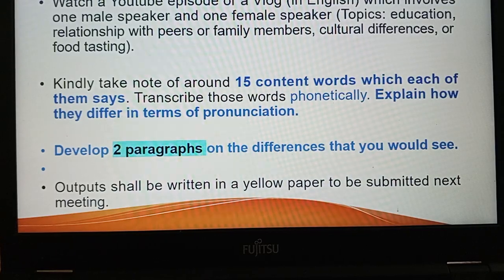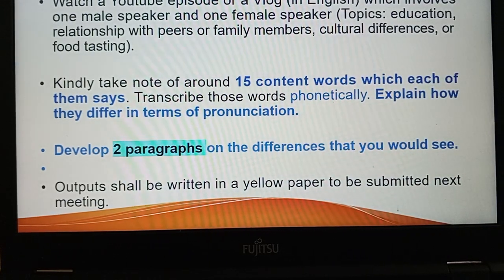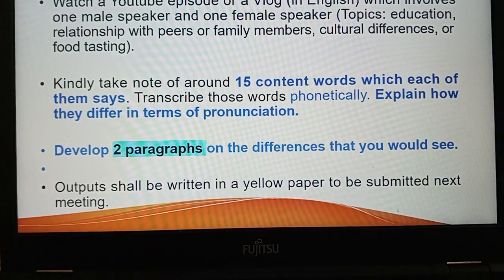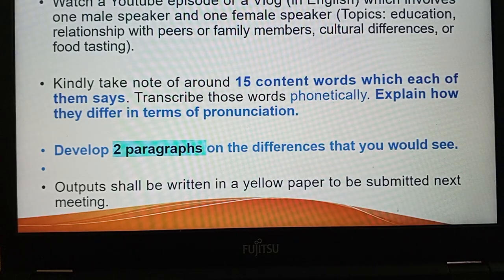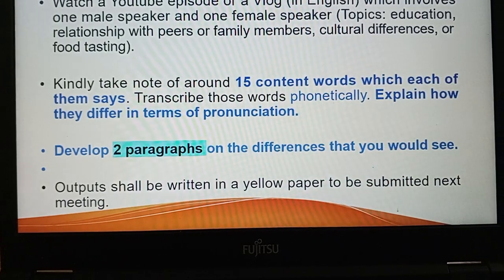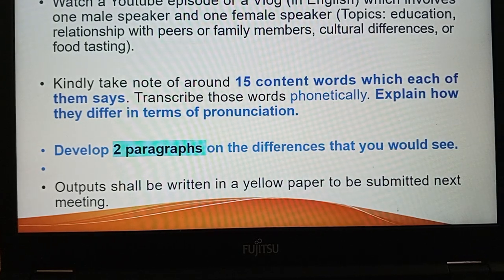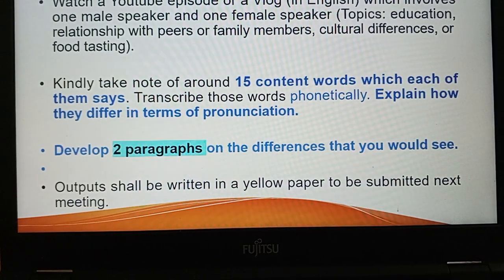Outputs shall be written on yellow paper to be submitted next meeting. So, since I won't be meeting you on Thursday and you still have classes in other subjects, you only have to leave your paper with your class representative, and the class representative would simply place your outputs on my table at the faculty room. Would that be clear?